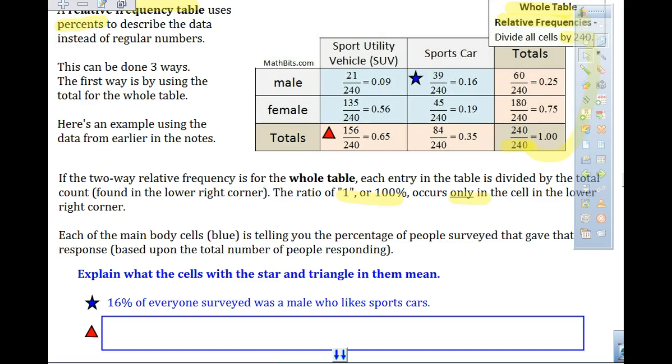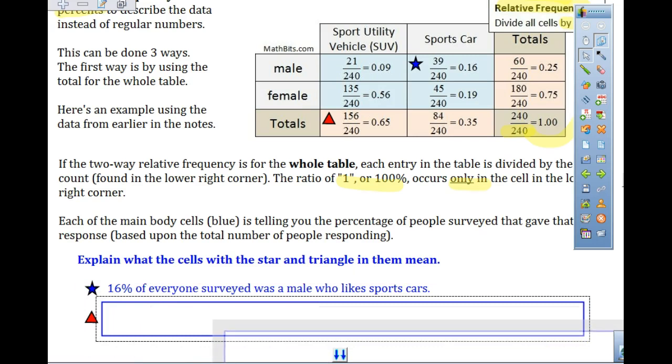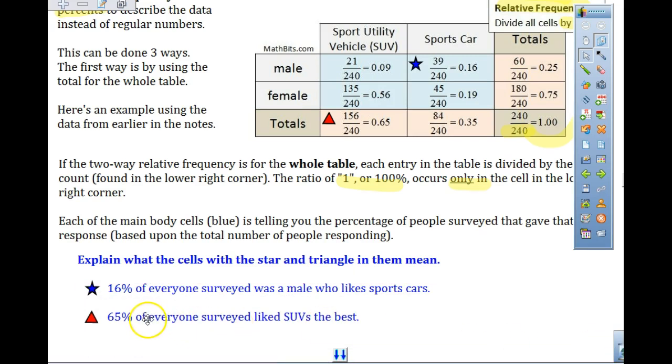And it is really important as you're writing these out, because on this test it's really important how you explain what that percentage means. That triangle, if we look at it, that was our 65% of everyone surveyed liked SUVs the best, right? But that's of everyone that we surveyed, and it's all these people that liked it. Whereas this was 16%.